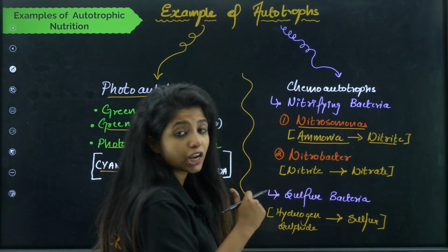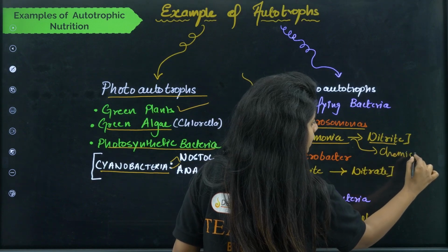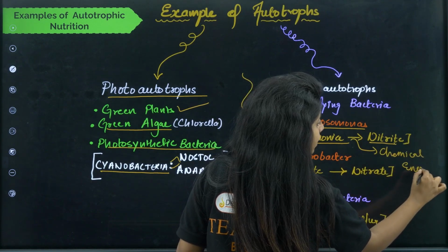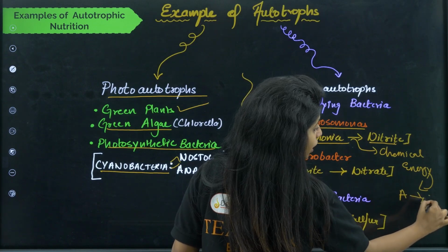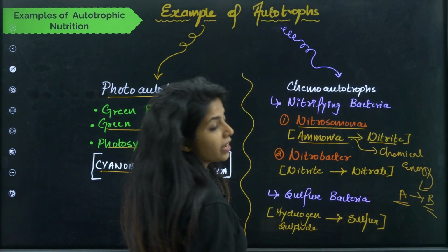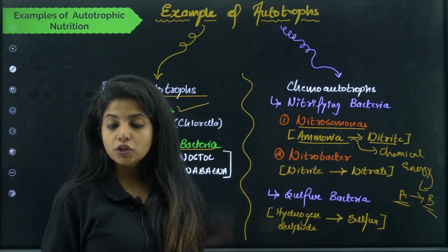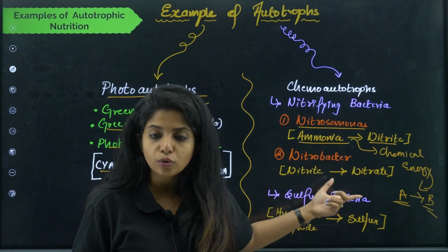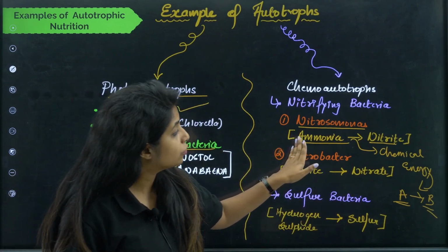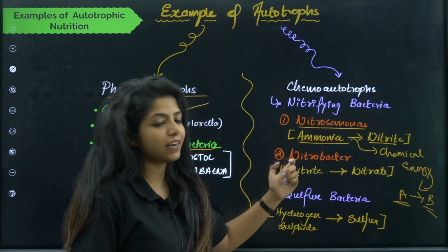Now this is a chemical reaction. This chemical reaction is going to release chemical energy, which is going to run the whole reaction that converts inorganic things to organic things. Again, there's another bacteria, Nitrobacter, which converts nitrite to nitrate. This is just for you to understand things. You do not need to remember ammonia to nitrate, things like that. Just remember the examples, Nitrosomonas and Nitrobacter.